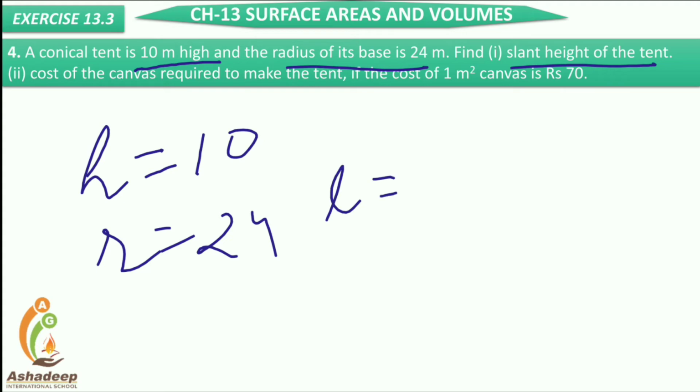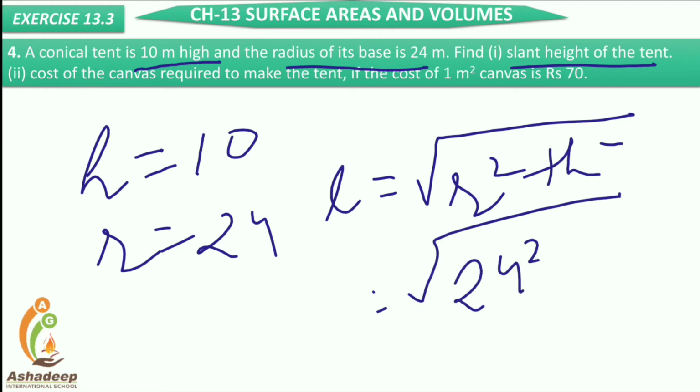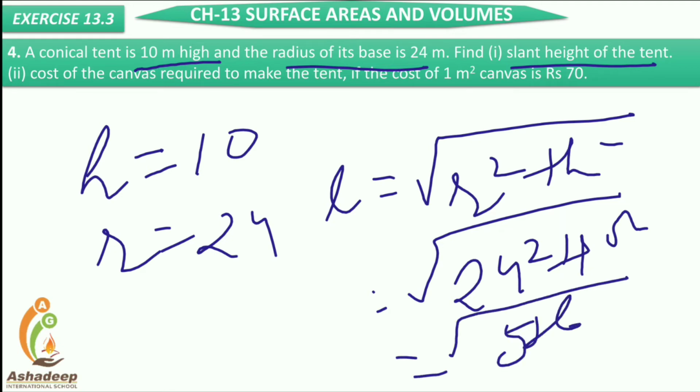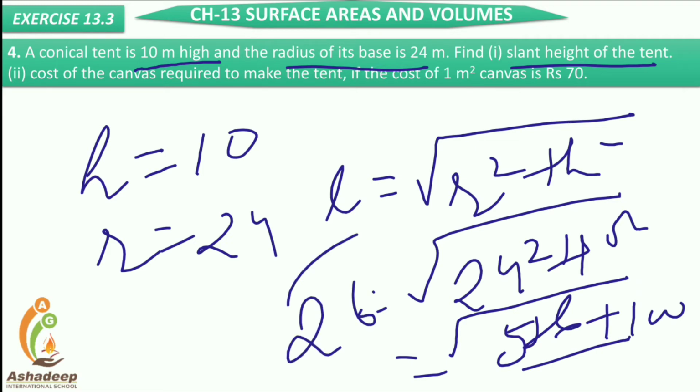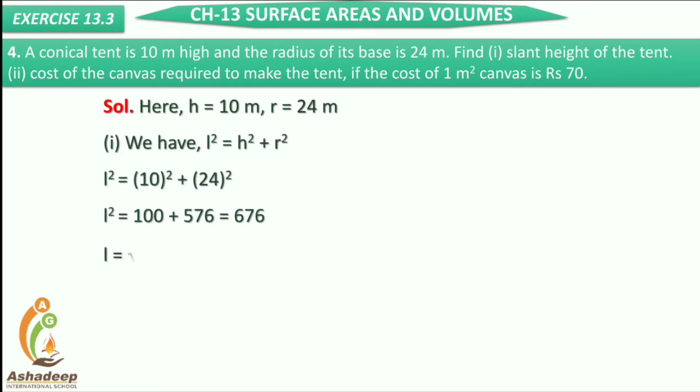तो slant height find करने के लिए हमारे पास फॉर्मूला डायरेक्टली अवेलेबल है, and that is square root of r square plus h square. In bracket, what is the value of r? That is 24 square plus 10 square. 24 square is 576 plus 100. It's 676, and 676 का square root क्या होगा? 26. So you see the slant height, sorry, my mistake, it's the slant height. Slant height is going to be 26 meter.